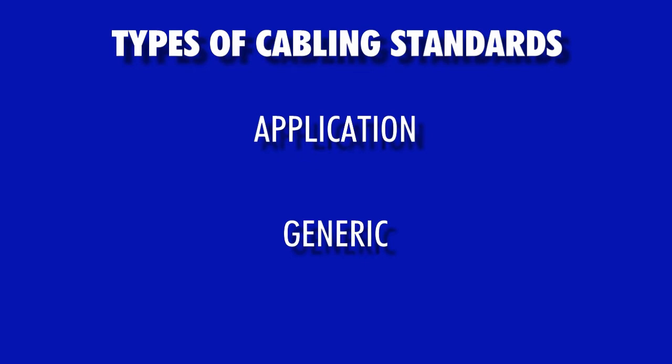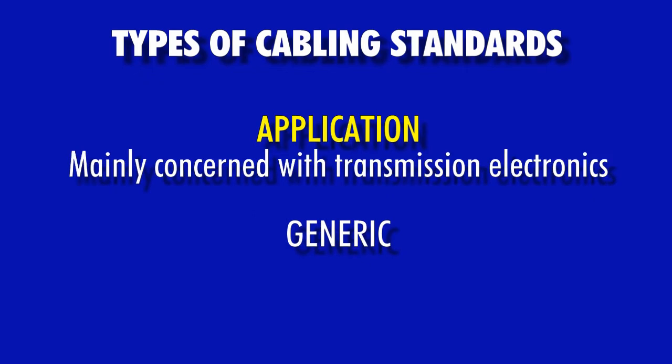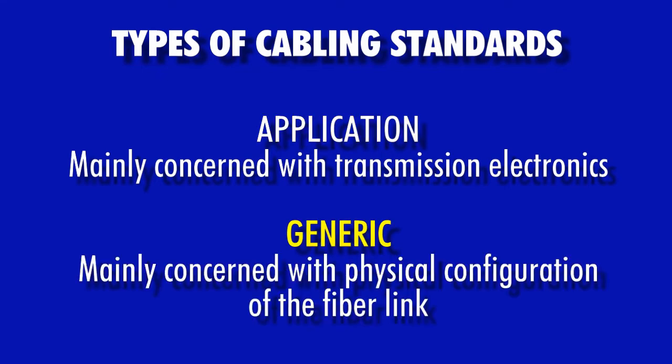In the fiber optics industry, cabling standards can be loosely grouped into one of two main categories: application standards and generic cabling standards. Generally speaking, application standards are mainly concerned with the electronics used for transmission, such as network cards, hubs, switches, routers, etc., while generic cabling standards are mainly concerned with the physical configuration of the network, in other words, optical fiber, patch panels, and splices. Let's go into a little more detail about each type of standard.